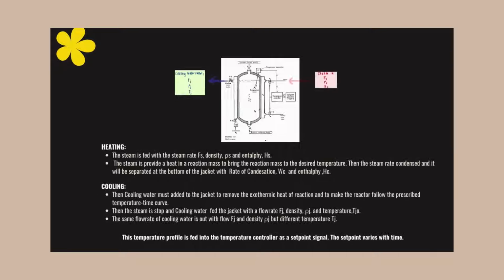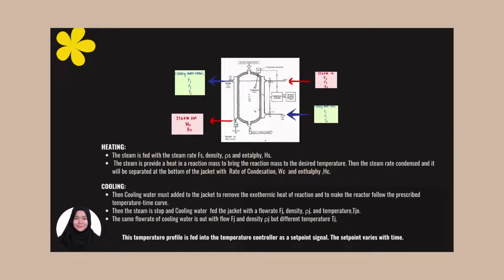Hi everyone, my name is Nur Afifah binti Hisham. Today I am going to talk about how heating and cooling happens in a batch reactor. As you can see, the figure above is the batch reactor sketch. So now, let's start. Reactant is charged into the vessel. Steam is fed into the jacket to bring the reaction mass up to the desired temperature.